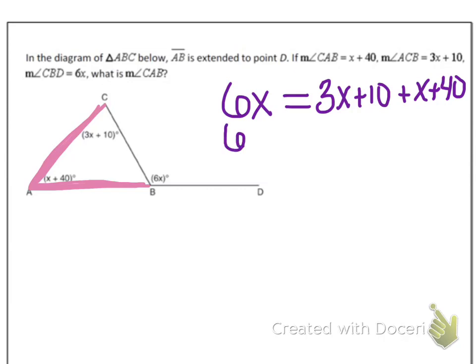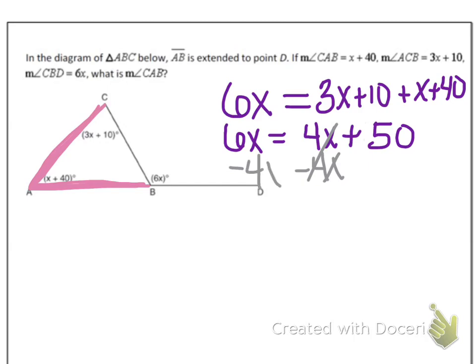From there, you're going to combine like terms on your right-hand side. You would get 4x plus 50. Make sure it looks like a 5. Okay, from there you're going to solve. So you're going to get x's on one side. So you're going to move the 4x over. So you'd get 2x equals 50.